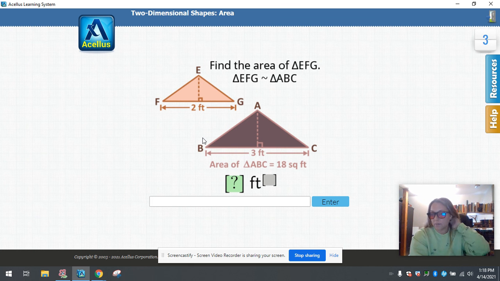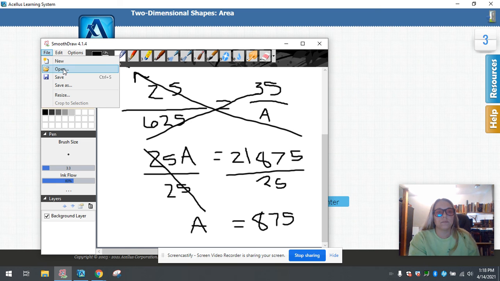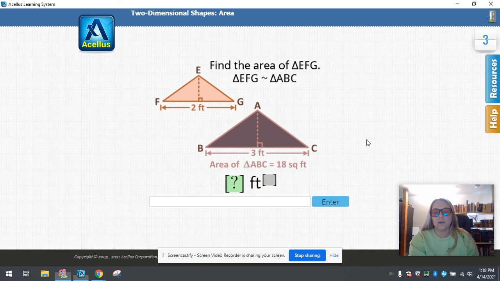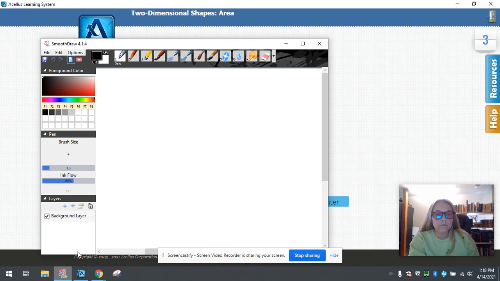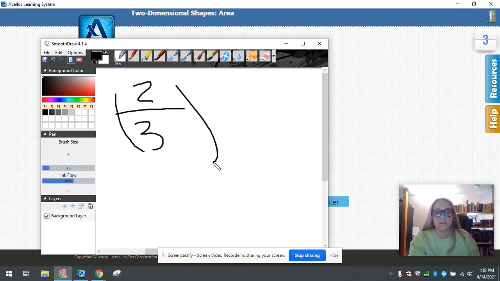Okay, so the area is 60 meters squared. We need to set up the ratio for the sides, square it, and then set a proportional equation. Okay, I know my ratio is 2 to 3. I've got the little triangle represented on the top and the big triangle represented on the bottom. I need to square this. 2 squared, or 2 times 2, is 4. 3 squared, or 3 times 3, is 9.